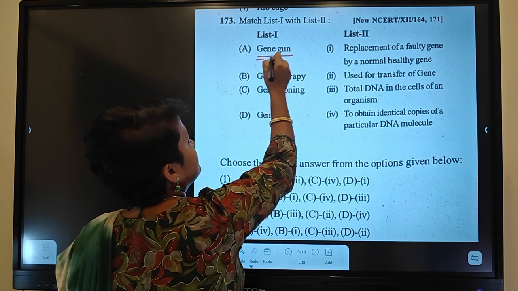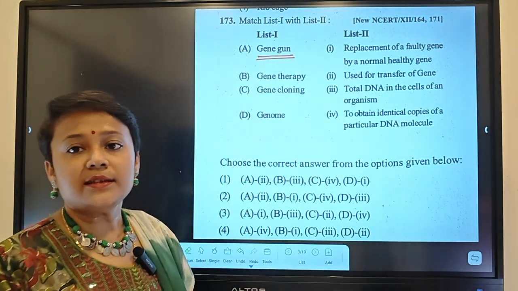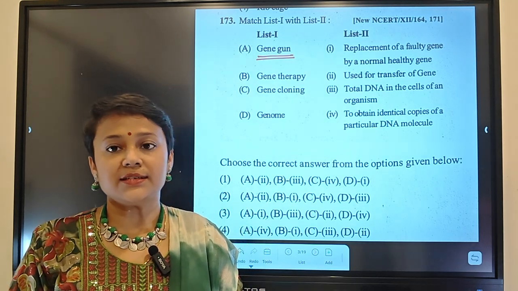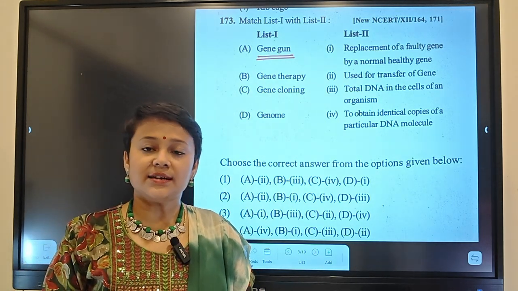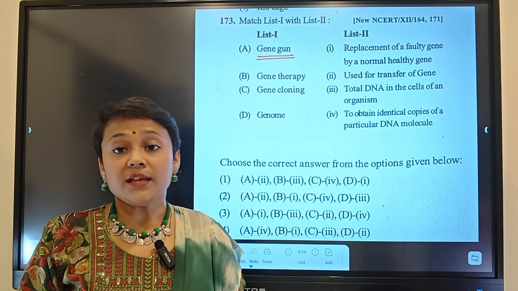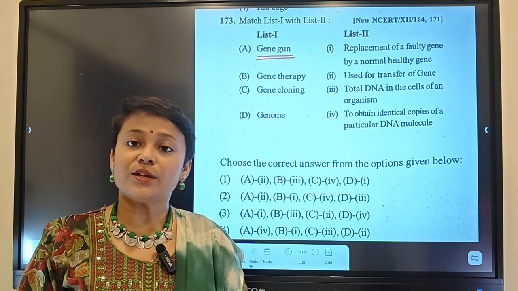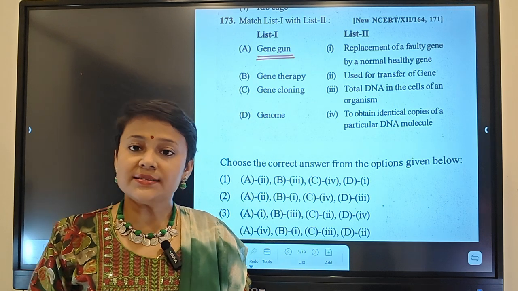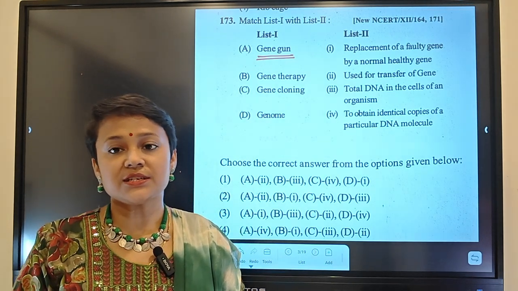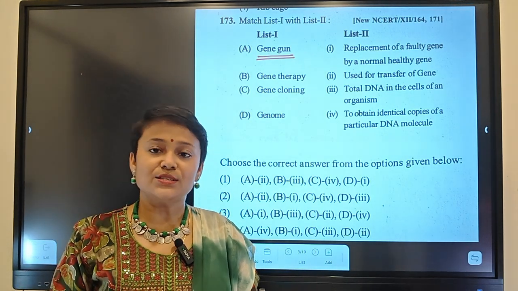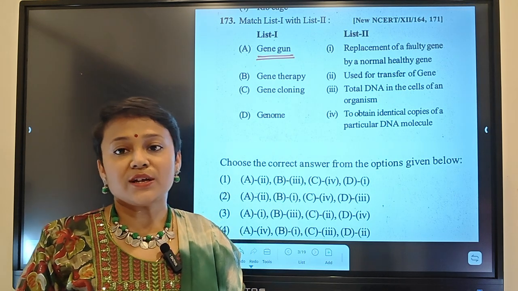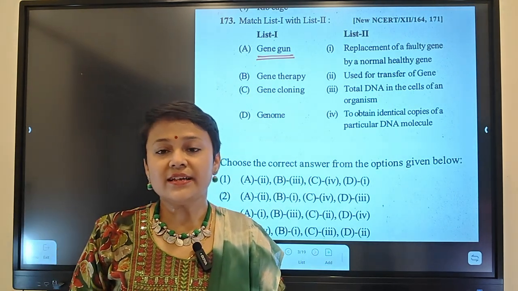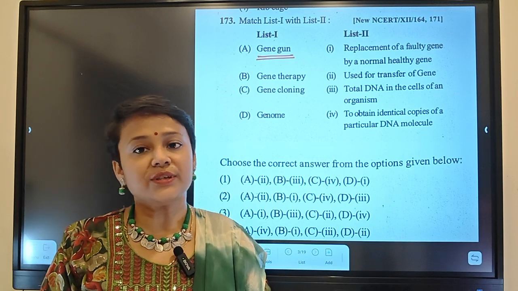Gene gun. Gene gun is the technique by which DNA can be inserted into the cell. In NCERT, there are two techniques. For animal cells, it is called microinjection, and for plant cells, it is called gene gun. Microinjection is nothing but directly injecting the DNA into the cell.